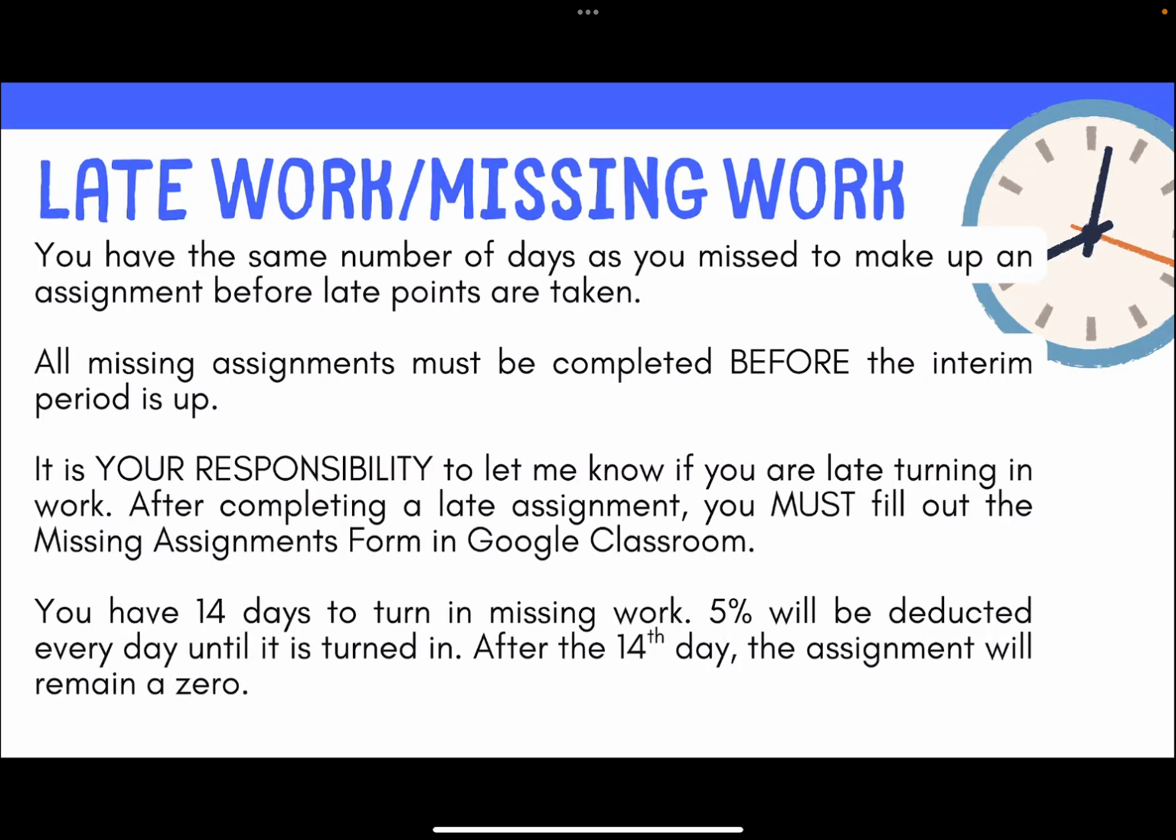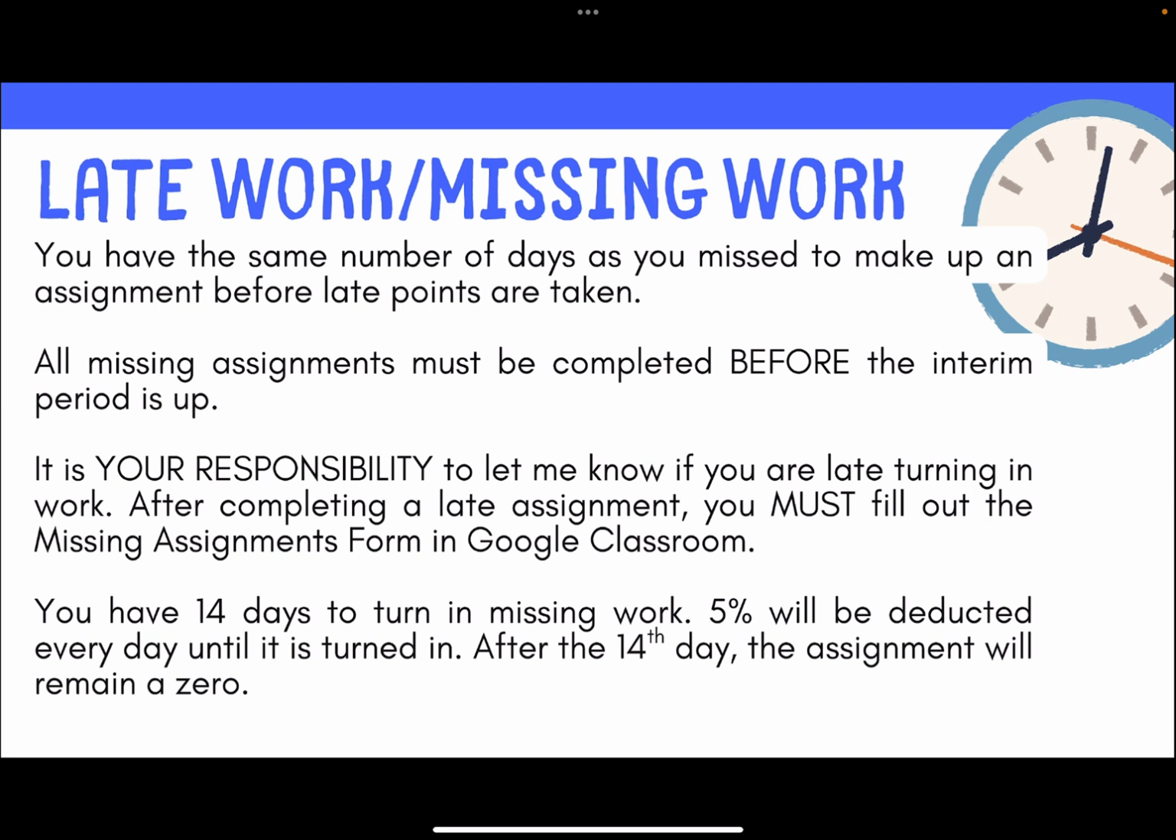Late work and missing work. This one has changed a little bit since the beginning of the year. You have the same number of days as you missed to make up an assignment before late points are taken off. So if you miss one day of school, that means you have one extra day to make up your work before you get late points. If you miss two days of school, that means you have two days to make up any missing work. All missing assignments must be completed before the interim period is up.